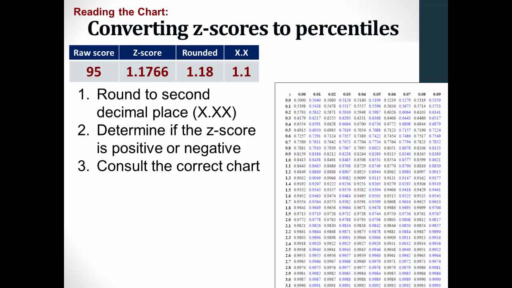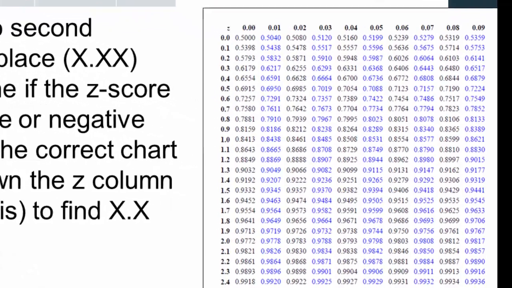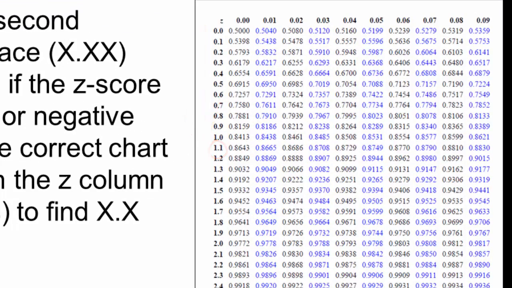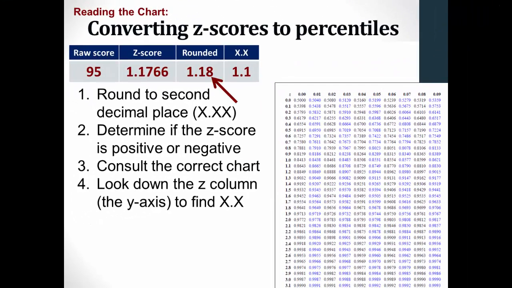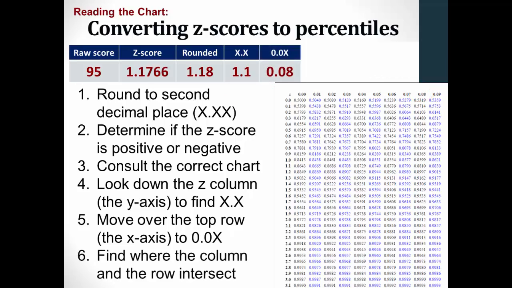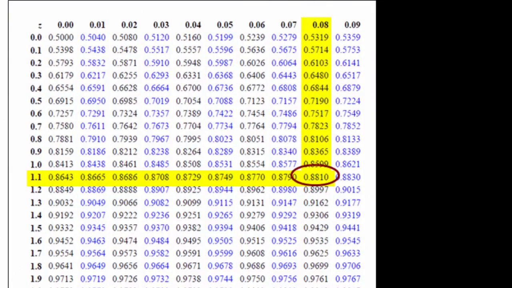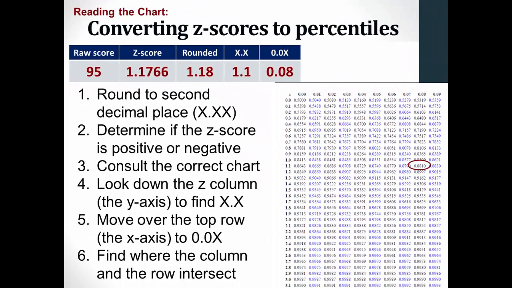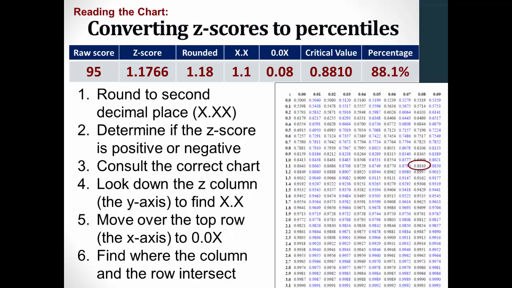Consulting the chart, look down the z column, or the y-axis, on the page to find the 1.1. Then find the third number, the one in the second decimal place, across the top row. In this example, that would be 0.08. Look to where the row and the column intersect, which is here, where the number expressed as a proportion is 0.8810, or as a percentage, 88.1%. This is our critical z-score, or our critical value, often abbreviated as simply CV.